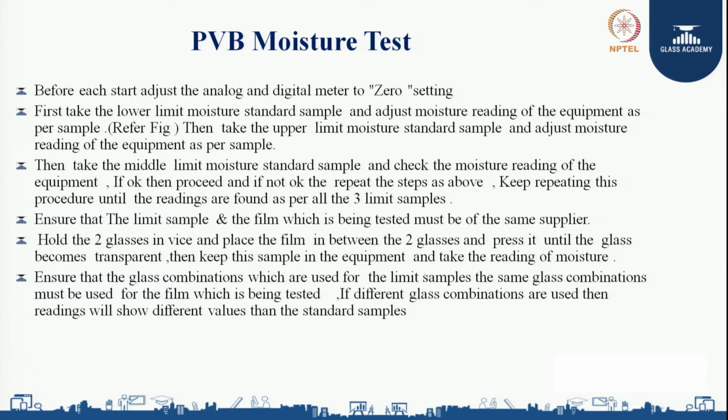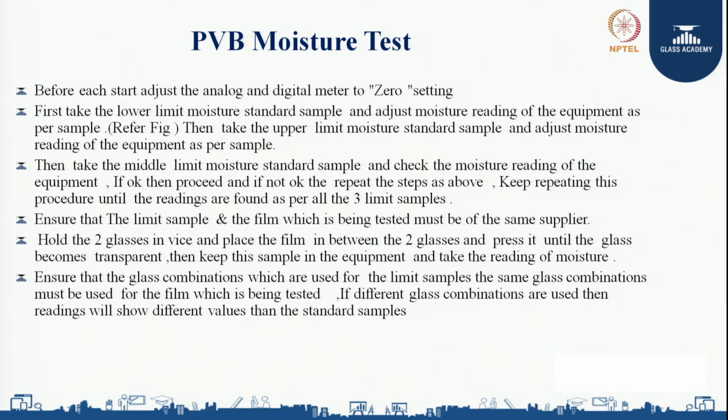Then take the middle limit moisture standard sample and check the moisture reading of the equipment. If okay, then proceed. If not okay, then repeat the steps as above. Keep repeating this procedure until the readings are found as per all the 3 limit samples. Ensure that the limit sample and the film which is being tested must be of the same supplier.